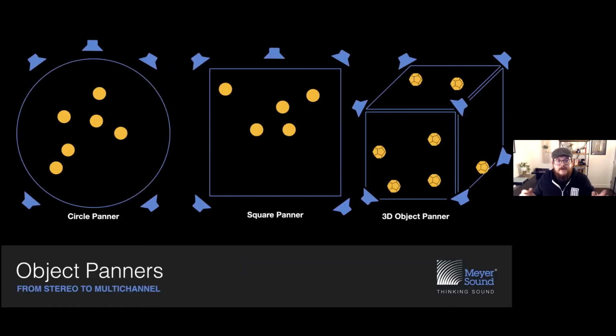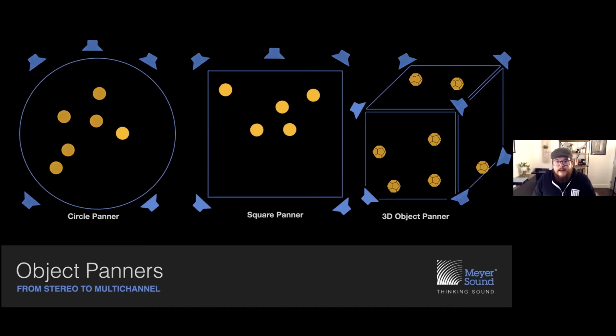And so companies have come up with these controllers, and they all look very similar to this. They're called object panners. Sometimes there'll be a circle, sometimes there'll be a square, sometimes there'll be a 3D panner. The Atmos panner, for example, is a great example of a 3D object-based panner.